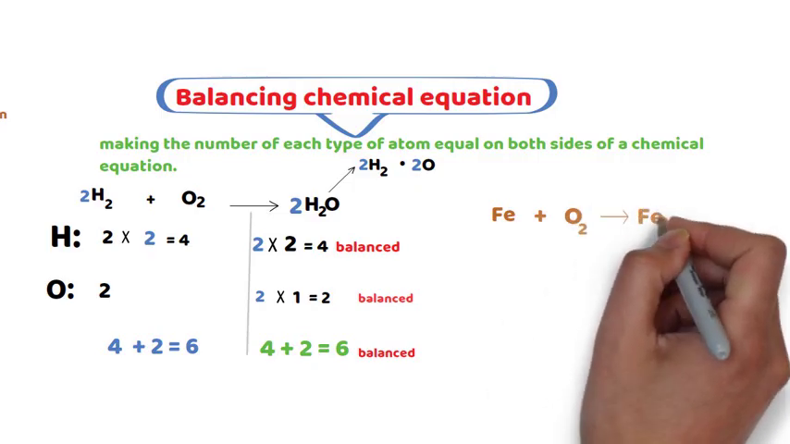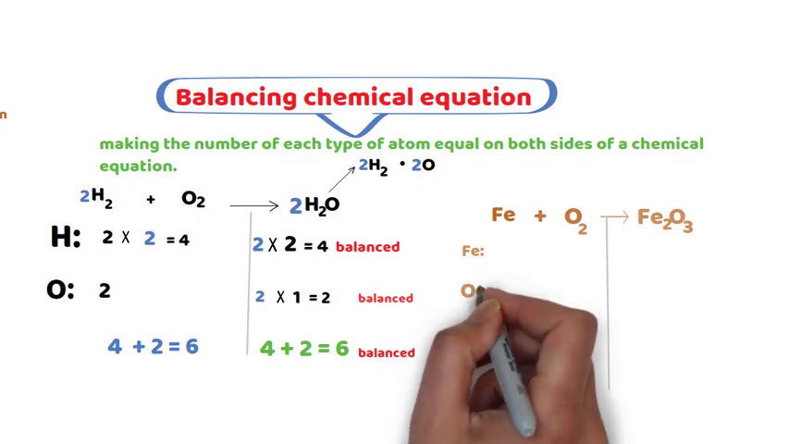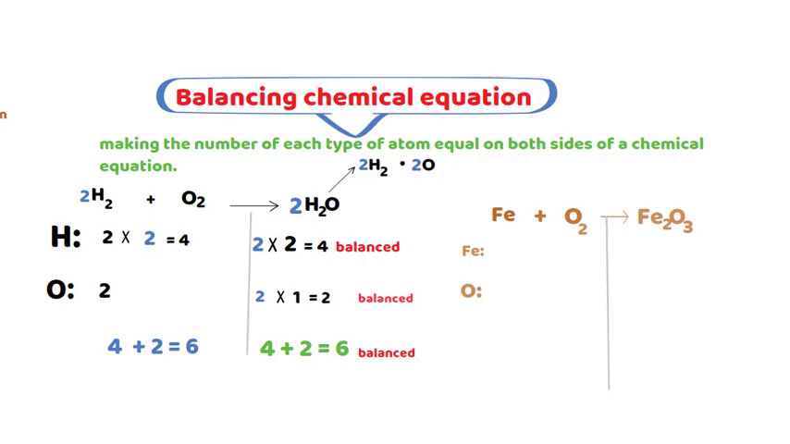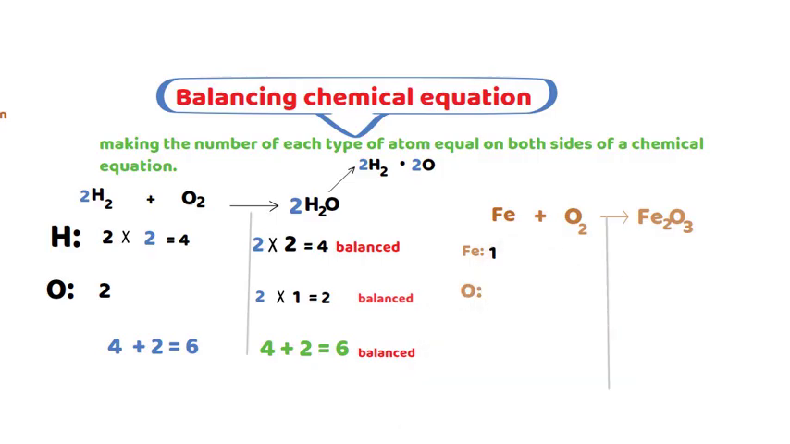Now the second example. Consider iron reacts with oxygen. Finally it forms iron 3 oxide. The type of atom present in this chemical equation is iron and oxygen. Let us count each. In the reactant side we have 1 iron. When we come to the product side we have 2 iron. So it is not balanced.